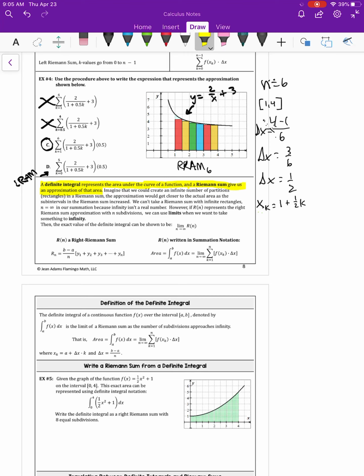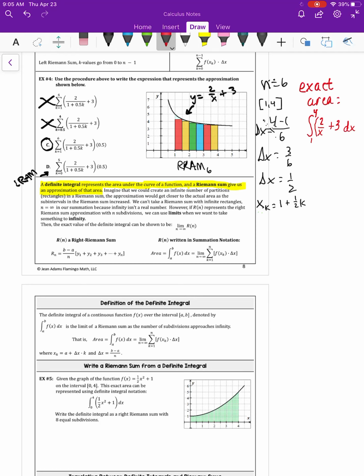Okay, a definite integral represents the area under the curve of a function, and a Riemann sum gives us an approximation of that area. That is a huge statement. You need to know that and understand that, because when they ask you to find the area under the curve using RRAM or MRAM or LRAM or a Riemann sum of some sort, that is an approximation. It's going to have an error.